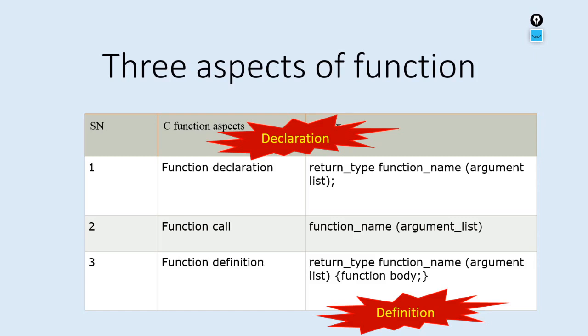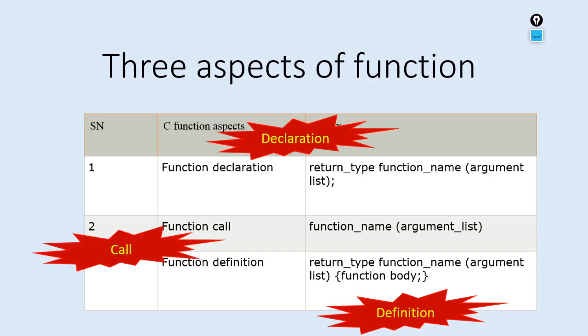Next is the definition part. That is, whatever operations or process you want to be done inside a function, you have to write down in the definition of the function, that is, inside the function body, inside the curly brackets.